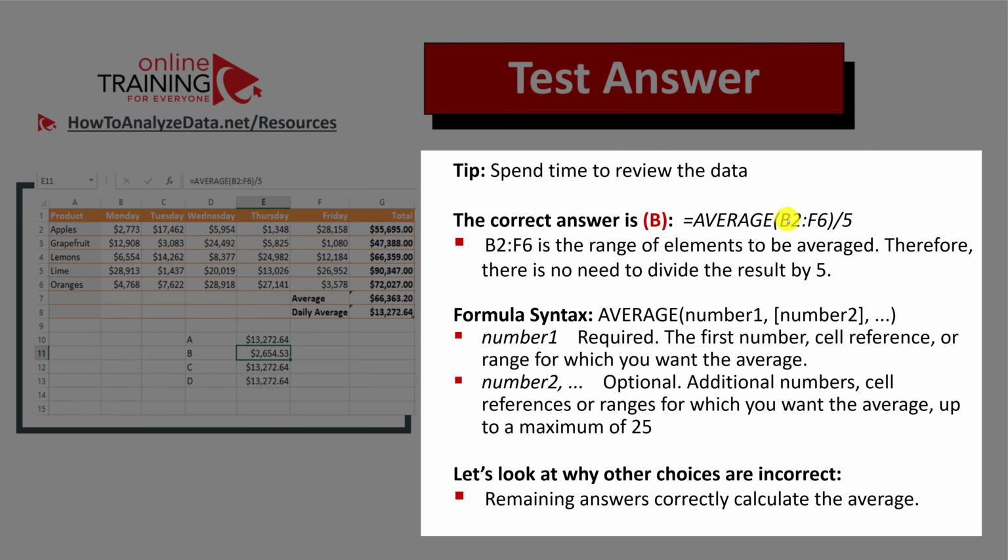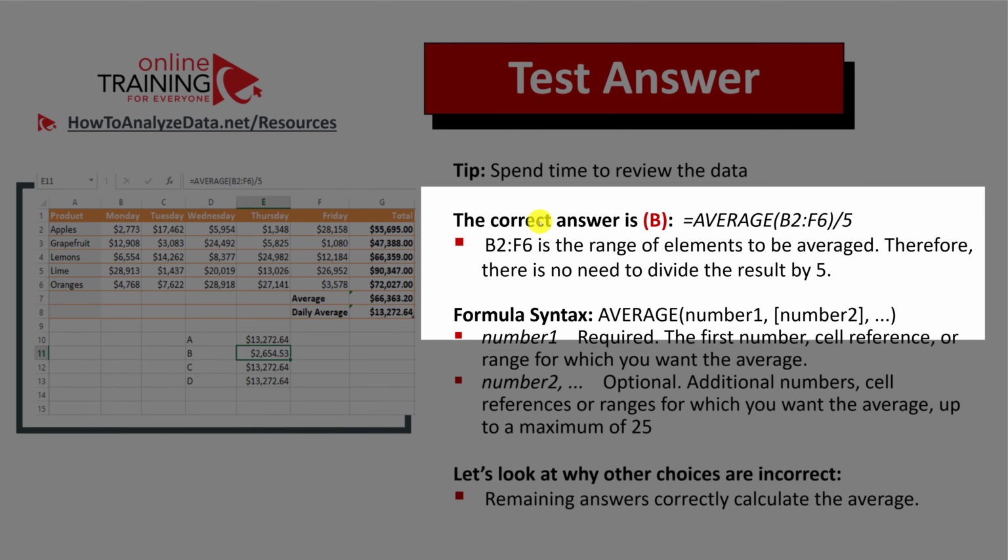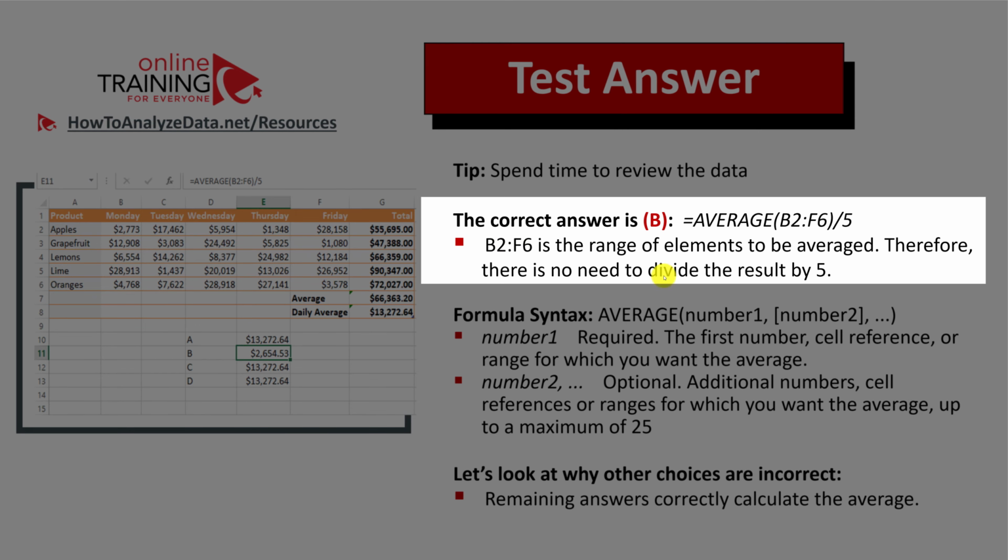Let's recap. I would like to give you a tip. Make sure you spend enough time to review the data. And most of the time, you need to understand what data represents, as well as what is being asked in the question. The correct answer here is choice B, average of the range B2 through F6 divided by 5.